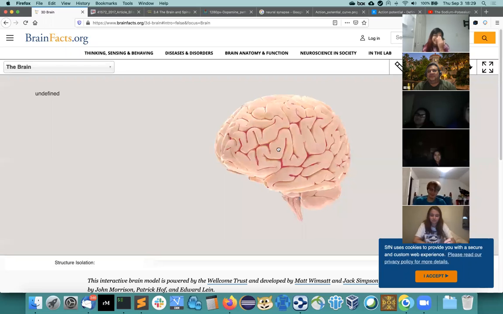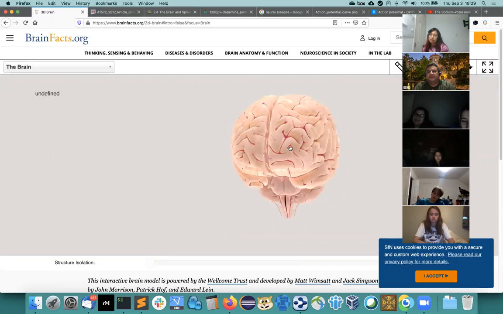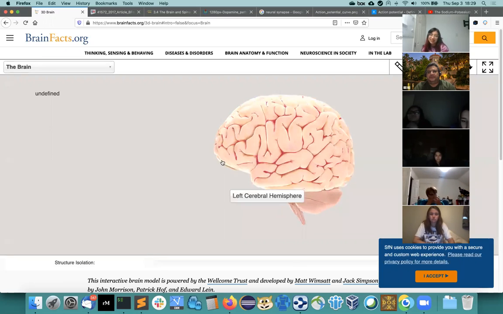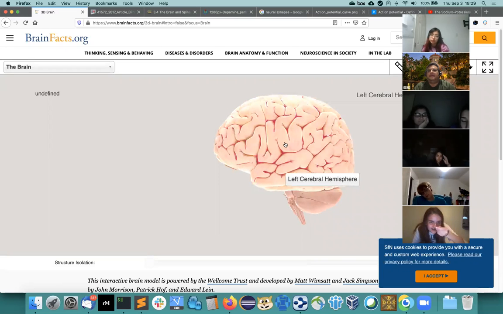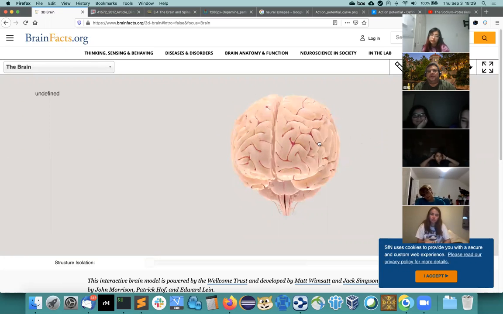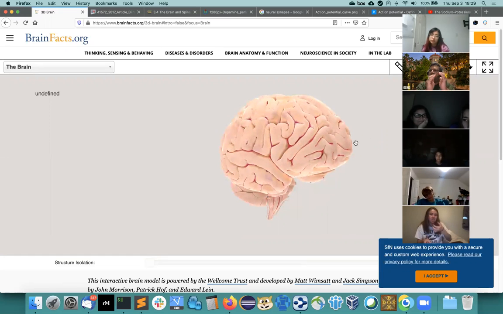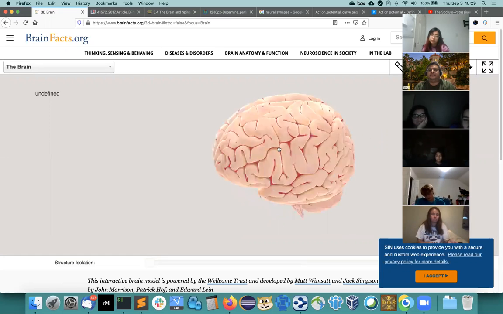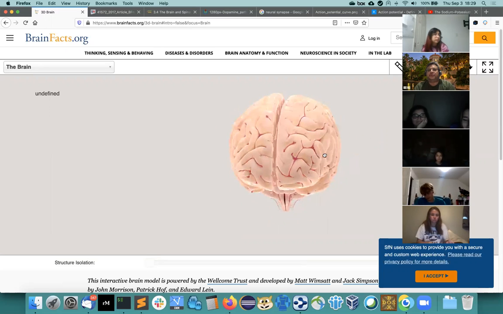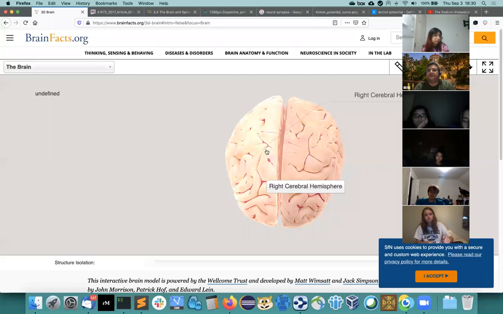So here's a brain. I can rotate it around. Right now the brain is looking at you dead on, right? Now the brain is looking off to the side. So your forehead is here, the back of your head is here, and then the brain's going to turn and look to the other side. Now, one of the things you'll notice about the brain is that it's made up of two halves that are like mirror images of each other. Each one of these halves is referred to as a hemisphere. So this is the left hemisphere, and this is the right hemisphere.